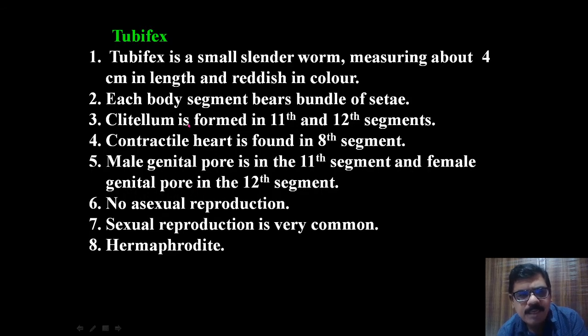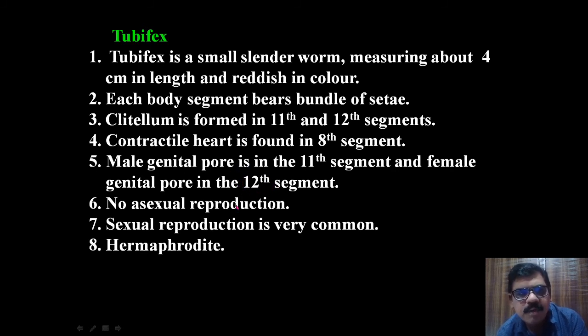The clitellum is formed in the 11th and 12th segment, and this clitellum bears the reproductive structures. Then the contractile heart is found in the 8th segment. The male genital pore is in the 11th segment and the female genital pore in the 12th segment. Means on the 11th and 12th segment there is a clitellum which bears the male and the female genital openings. On the 11th segment it has the male genital opening, and on the 12th segment it has the female genital opening.